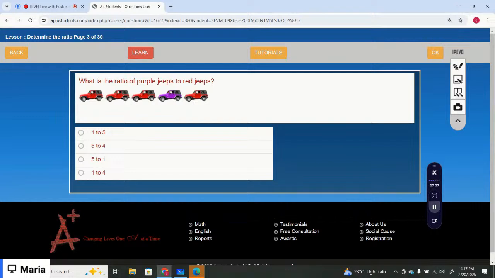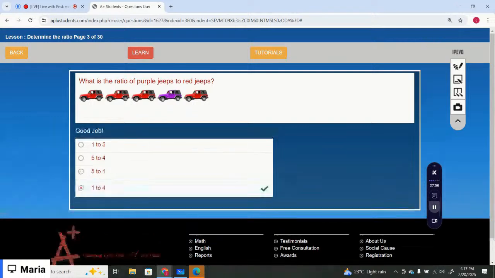What is the ratio of the purple jeeps to red jeeps? You have one purple jeep to four red jeeps. That is 1 to 4. Option number 4 is the correct option.